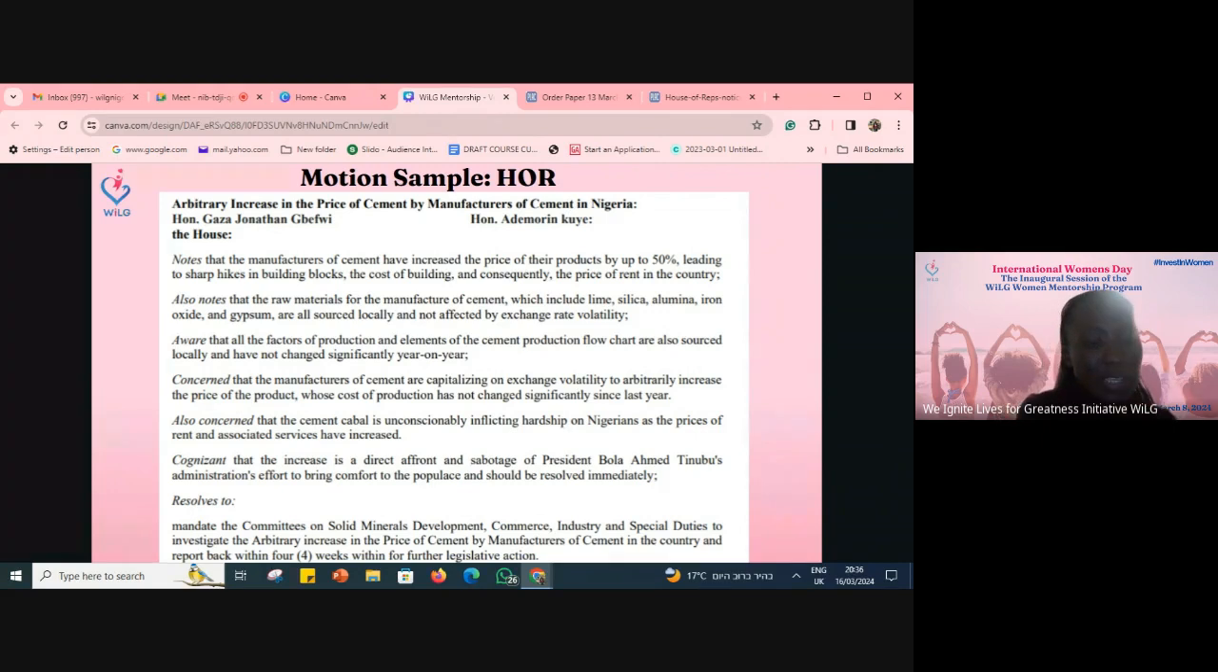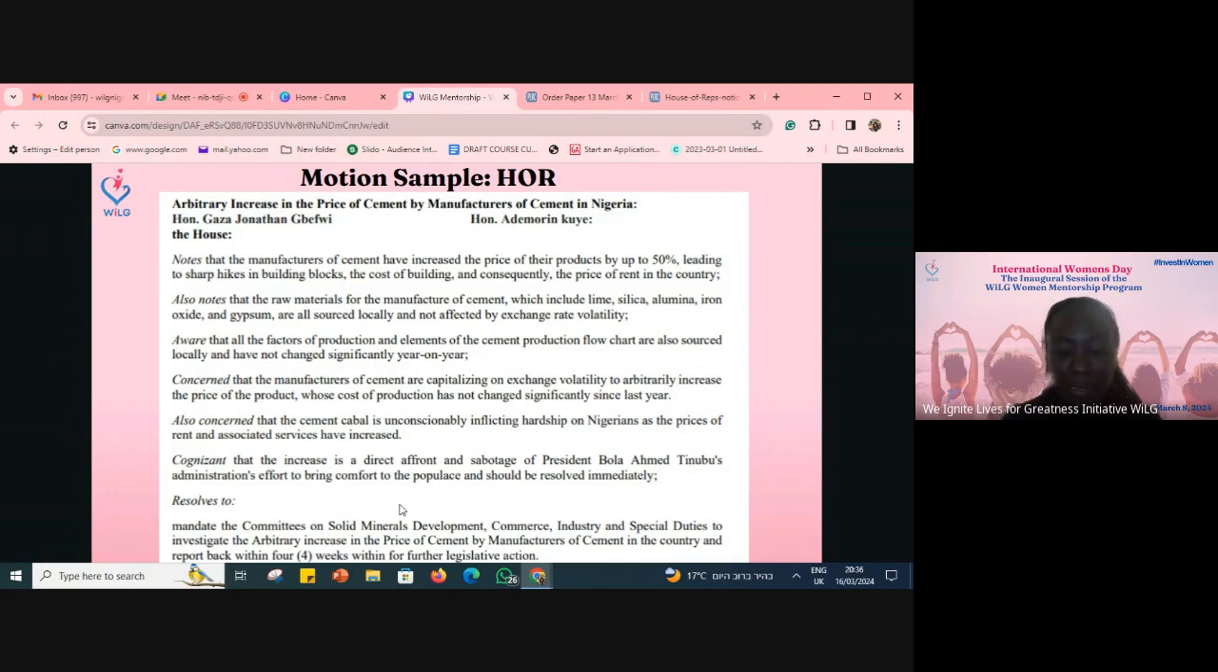So you must always give a mandate to something. So sometimes it will be a committee that would handle it in the National Assembly, whichever house it is. And you must also state what they will do after. So after they investigate, what are they doing? They are coming back after 4 weeks for further legislative action.